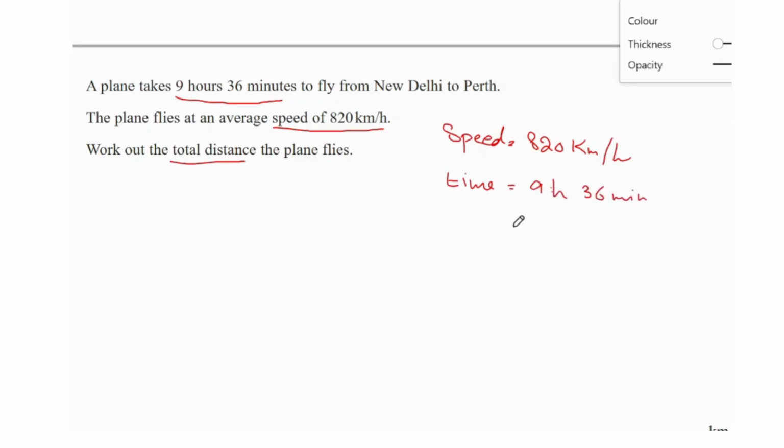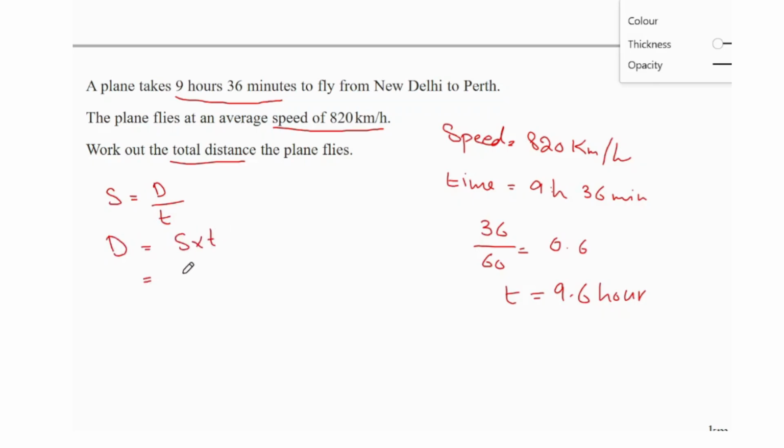So we're going to convert everything into hours. In 1 hour we have 60 minutes, so we divide by 60 and we will get 0.6. Okay, so what does the time become? The time here is 9.6 hours. The speed formula is speed equals distance over time, and distance equals speed times time. Speed is 820 and time is 9.6 hours. If we multiply this, we'll get 7,872 kilometers. So that's our distance.